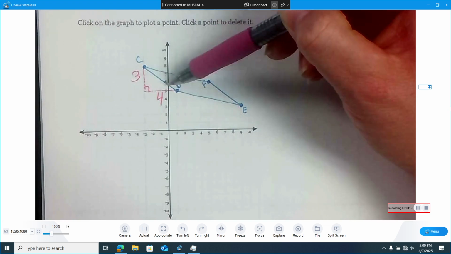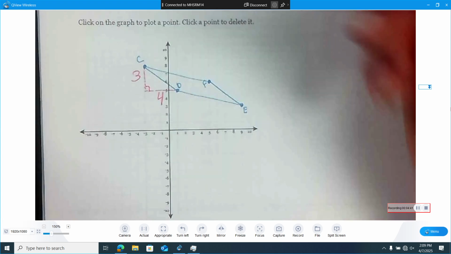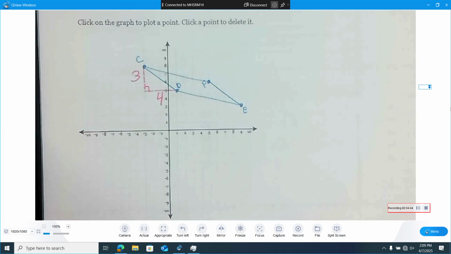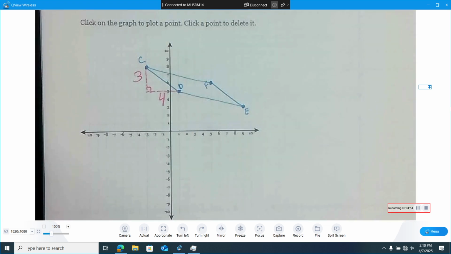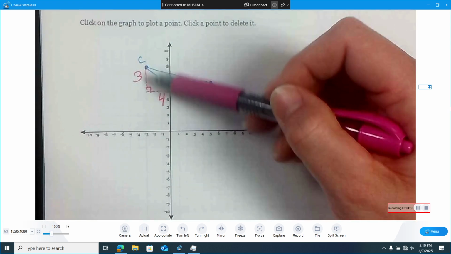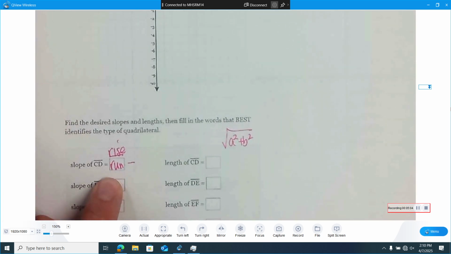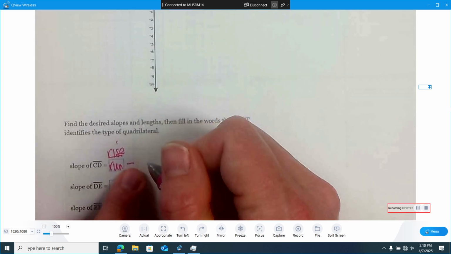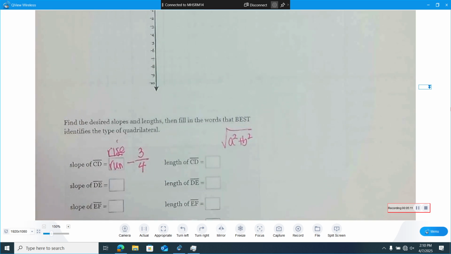And so what we need to look at first is this segment CD. Is this a positively sloped segment or a negatively sloped? It's negative. It's going downhill from left to right. So I know it has a negative. And remember that slope is rise over run. And so of these numbers, the 3 and the 4, which is the rise? The 3 is the rise. That's the vertical piece. And what's the run? 4. All right. So for slope, we know it's rise over run. In our case, it's going downhill. The rise is 3 and the run is 4. So negative 3 over 4.